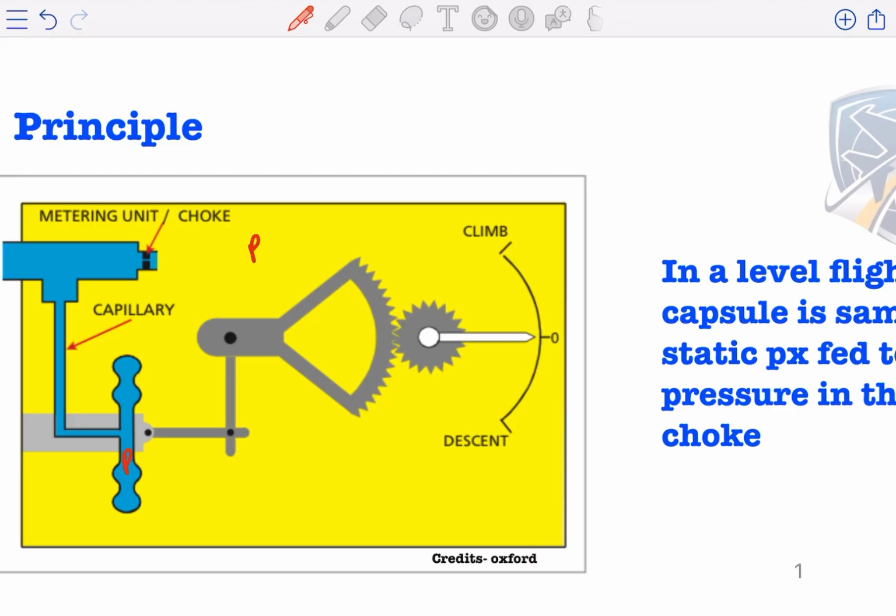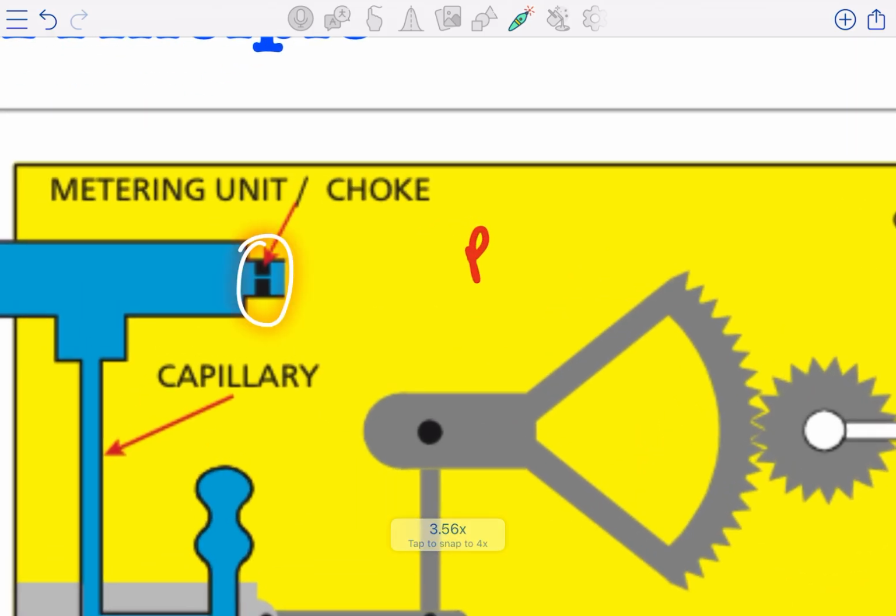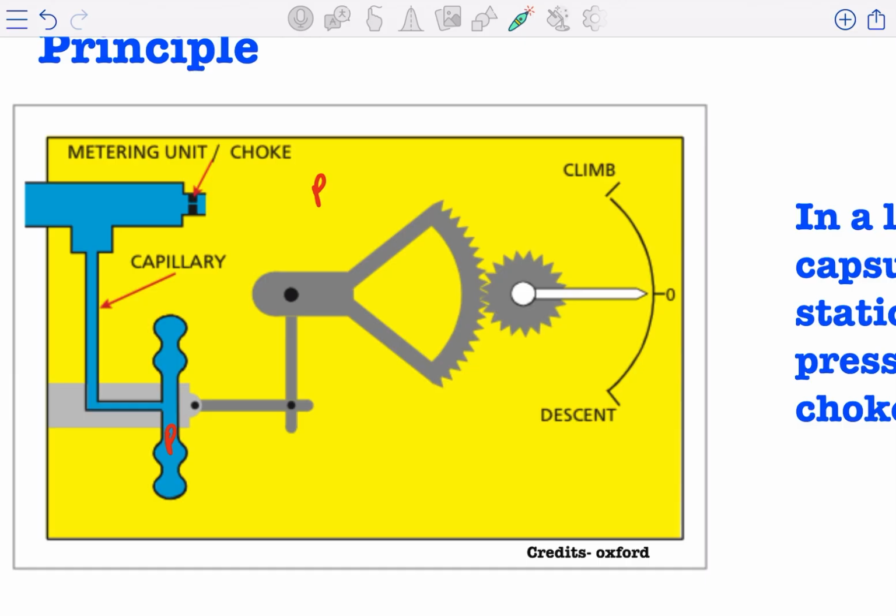But what happens when the aircraft is climbing or descending? So there will be change in the static pressure. So if there is a change in the static pressure, there will be an immediate change of pressure at the capsule. But the rate of change of pressure in the casing will be at a slower rate. But why is that? It is due to this restrictive choke or this metering unit. Alright, so this is the principle of vertical speed indicator.